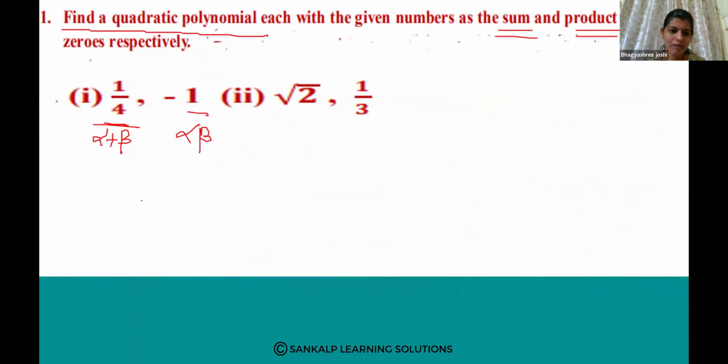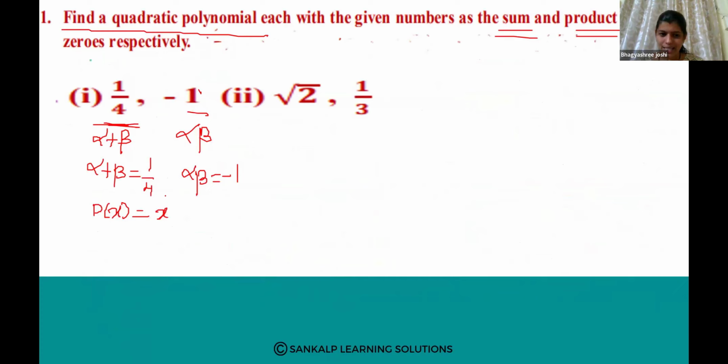So what is the value of alpha plus beta here? Dear children, alpha plus beta value is 1 divided by 4. This is sum and this is product. Okay. Alpha into beta value is minus 1. Next. So expression is P of x. P of x means here we are finding the quadratic polynomial. Okay.